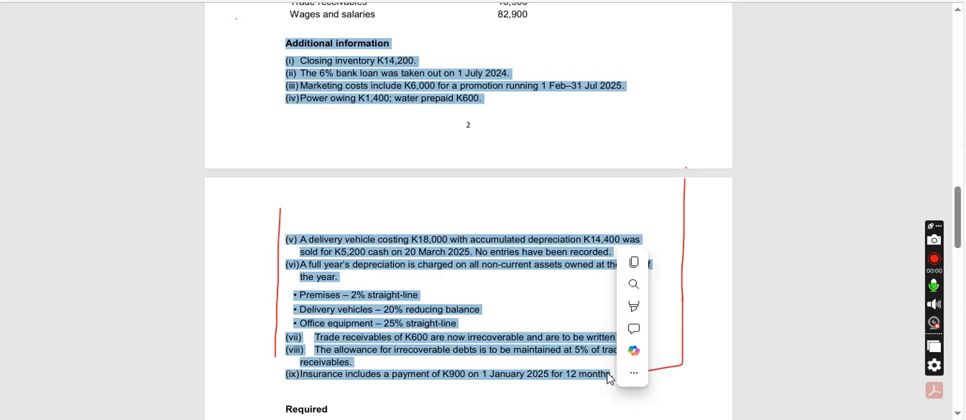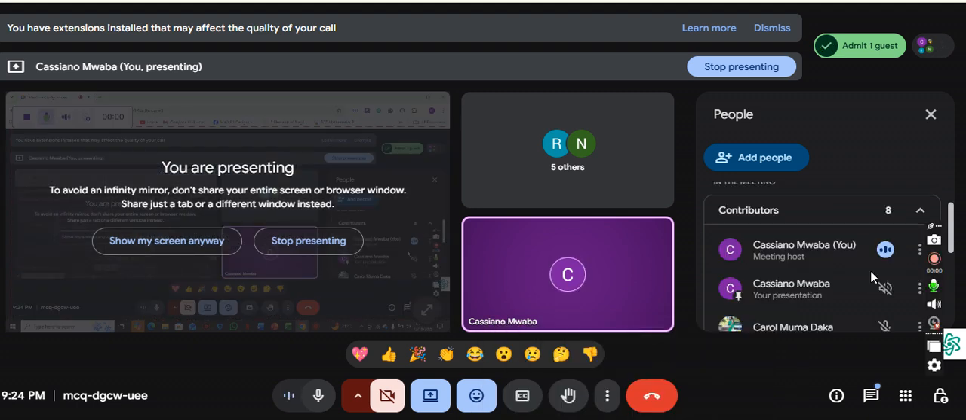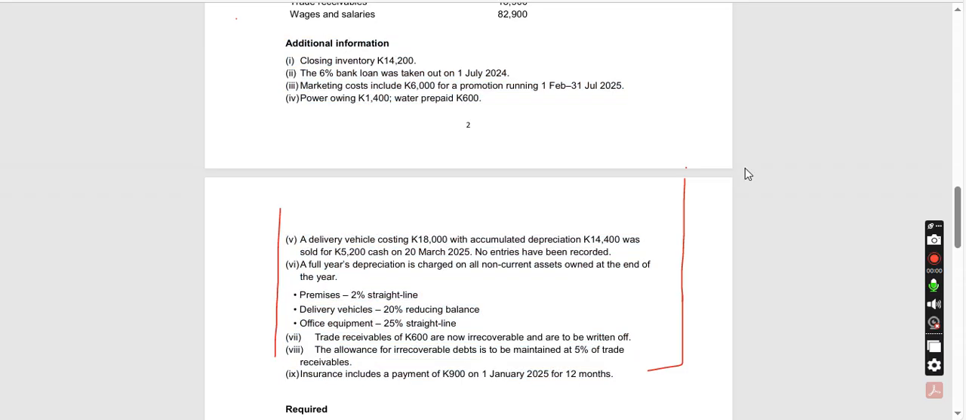Then once we're done with the adjustments, I'll explain to you what each financial statement is, and we're going to make those financial statements. So first thing here, we're going to deal with the adjustments, the additional information.